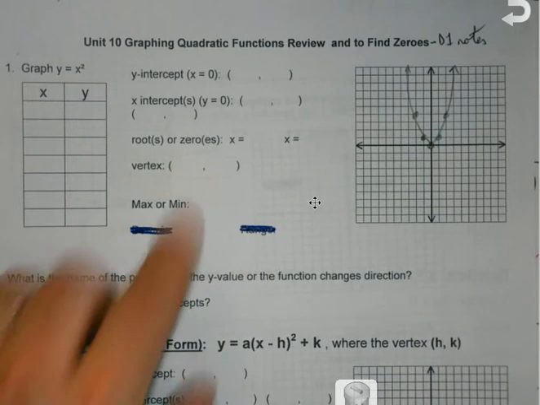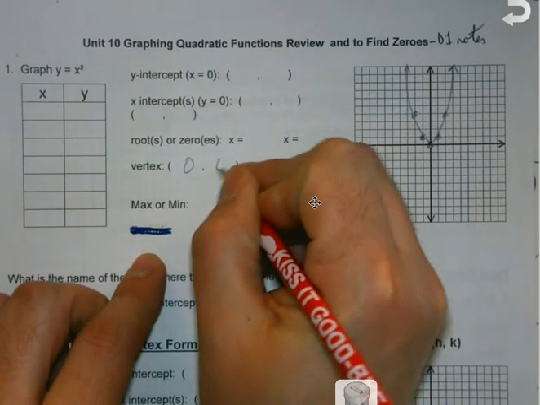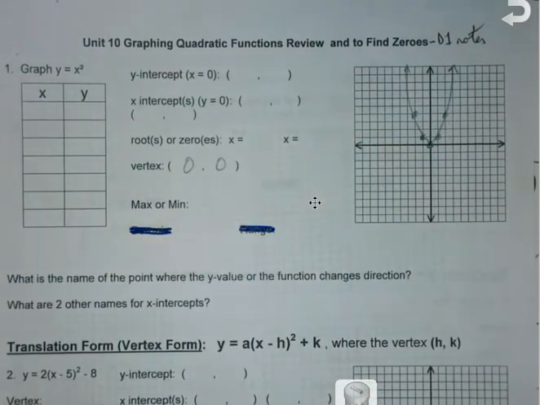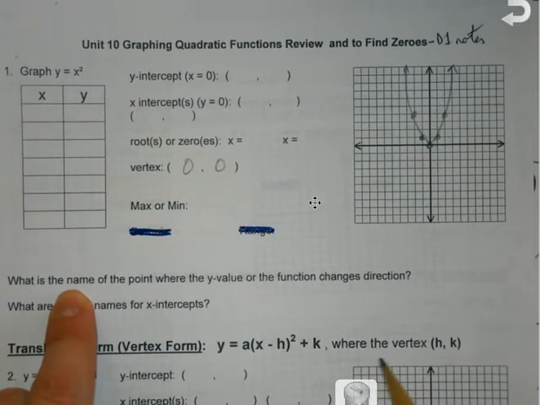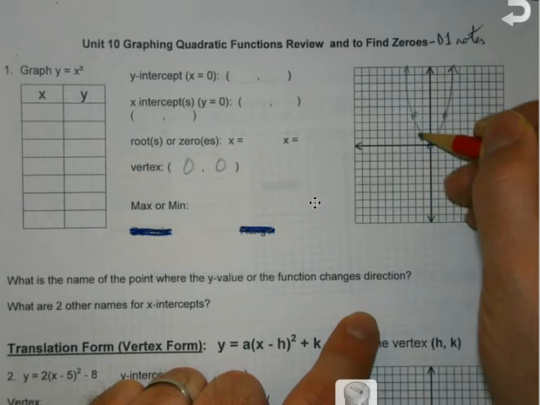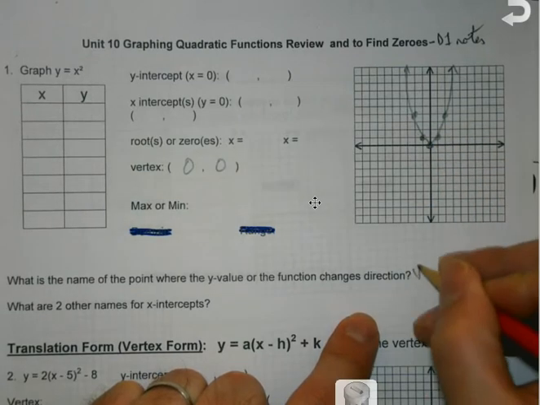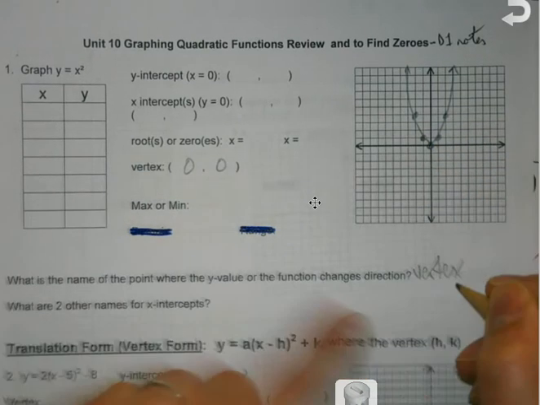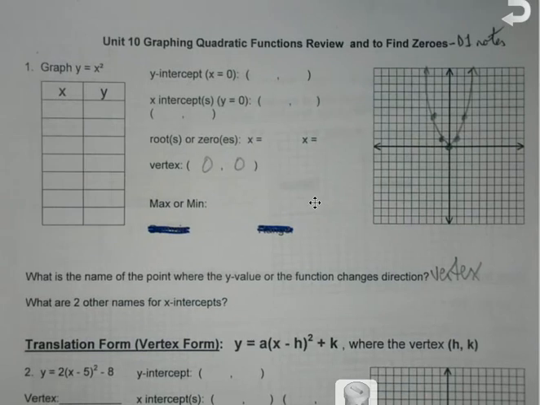One thing I know is my vertex was at 0, 0. It's always where the direction or the value changes, like it says here: what's the name of the point where the y value of the function changes direction? It's going down, and now all of a sudden it goes up. That's my vertex.